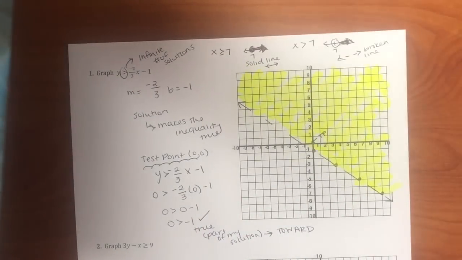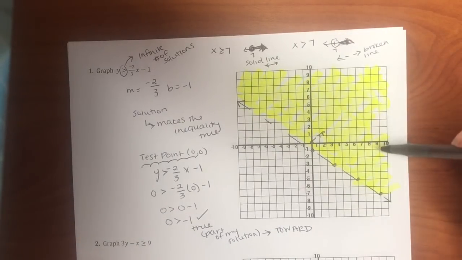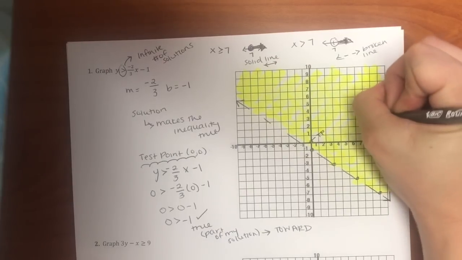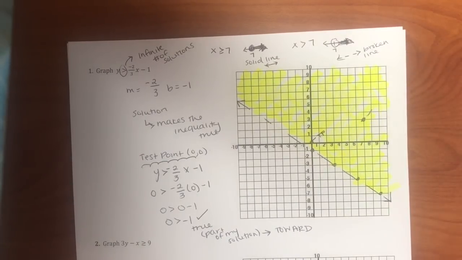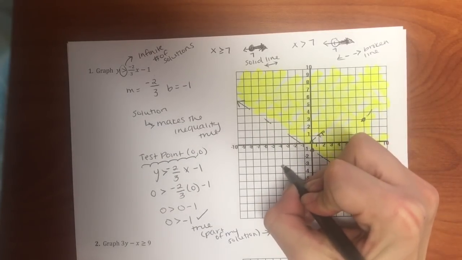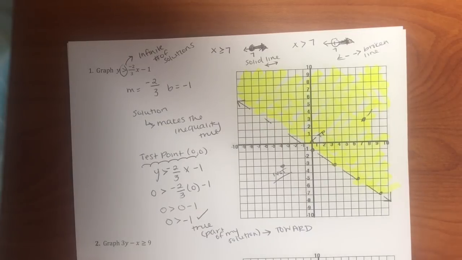Okay? So from here, we'll do one more example, because now I have an entire set of points that could be in my solution. For example, 7, 3 would be a solution because it's in the shaded region. Now, -4, -3 is not a solution because it's not in the shaded region.